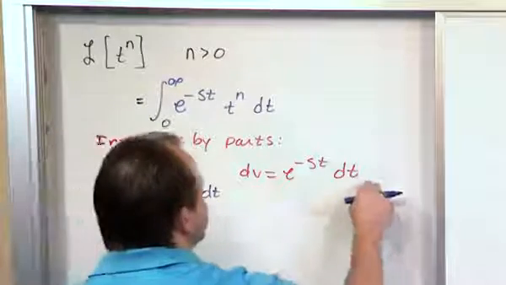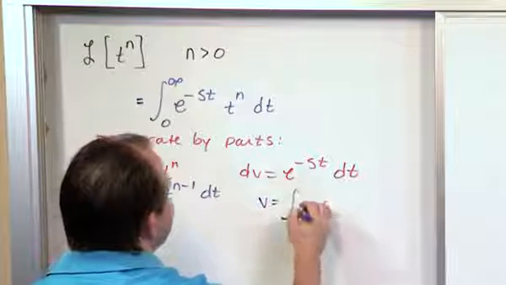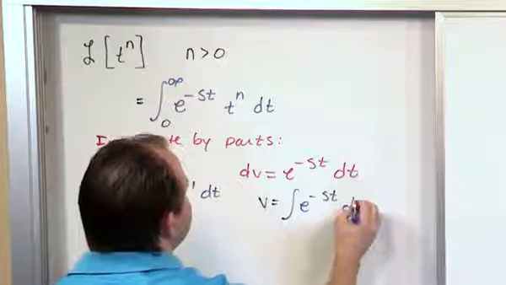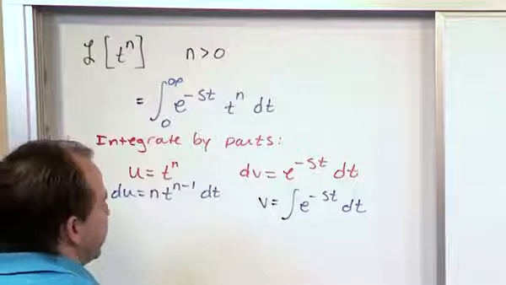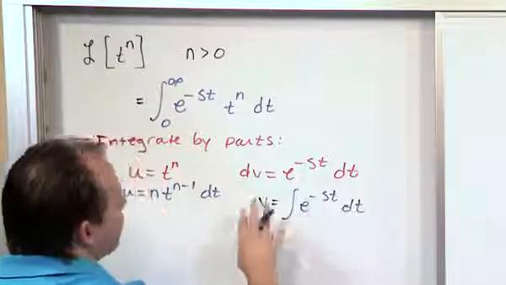Then to march in the direction here, we need to solve for v. We're going to integrate e to the minus st dt in order to recapture what v is. And so v, the way you integrate this is an exponential.